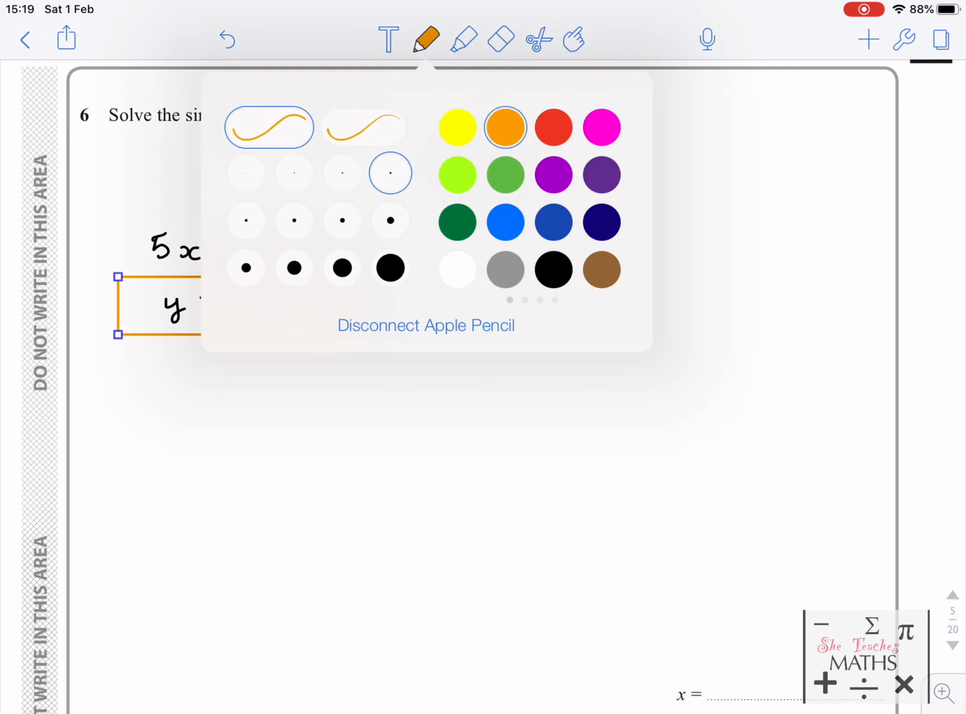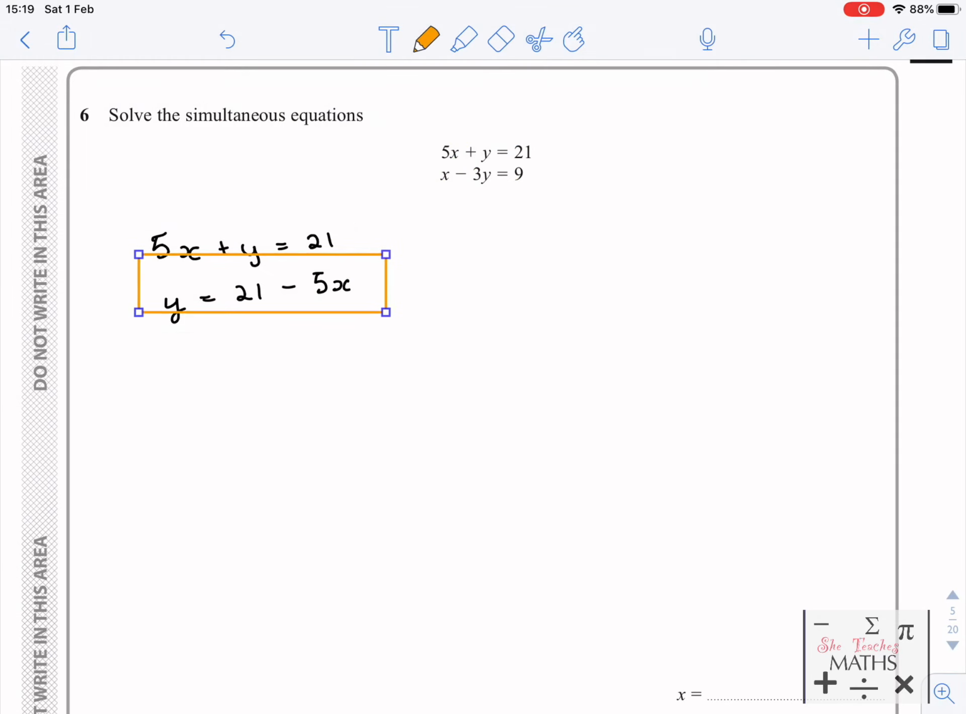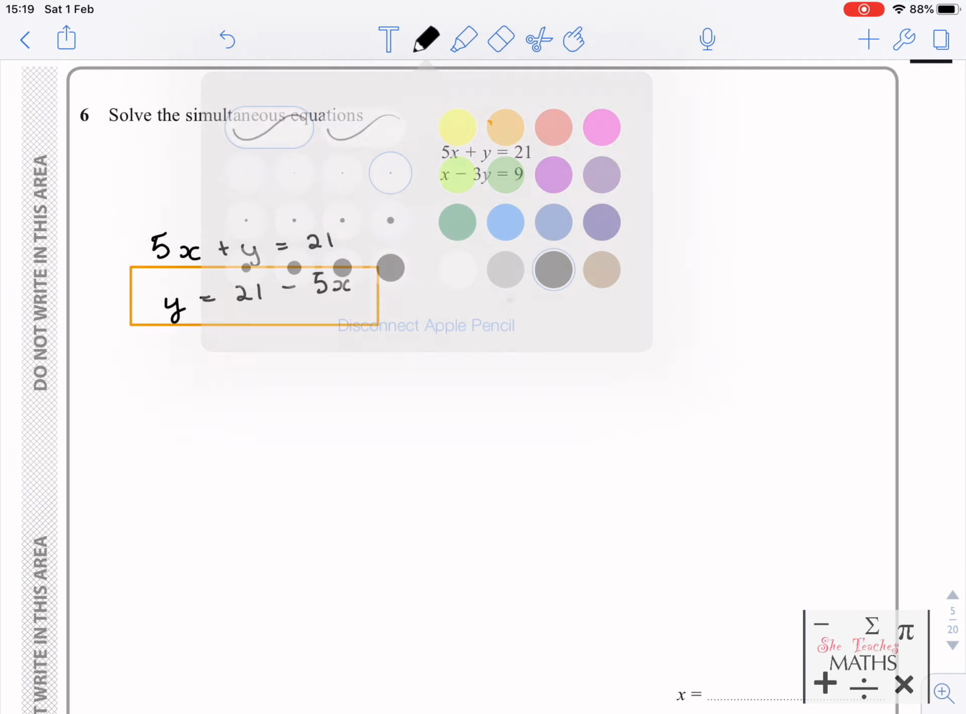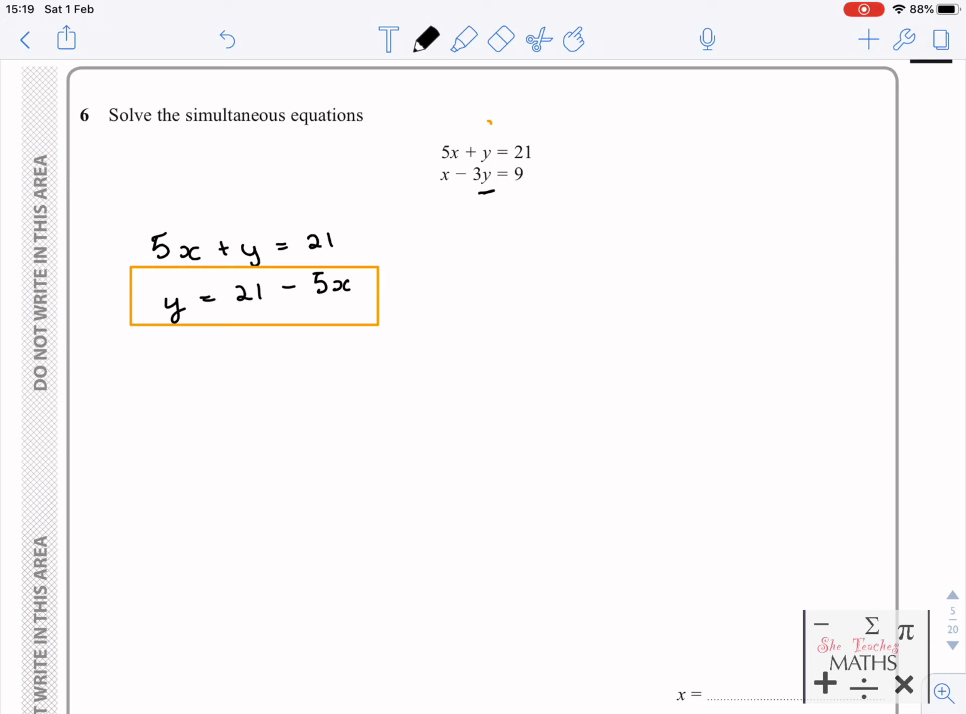That means that we don't have to call y in the second equation y. We can just substitute 21 minus 5x into there. So we'd have x minus 3 multiplied by 21 minus 5x equals 9. So that would be x minus 3 times 21, which is 63, plus 15x, because a minus multiplied by a minus gives a plus.